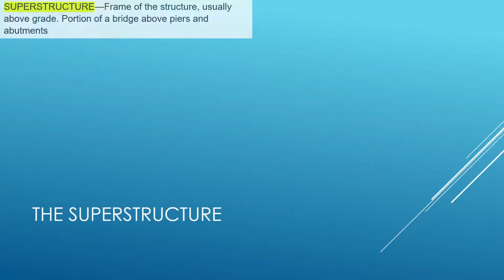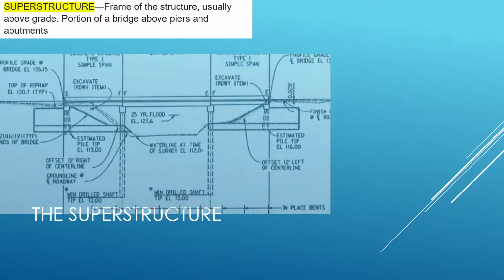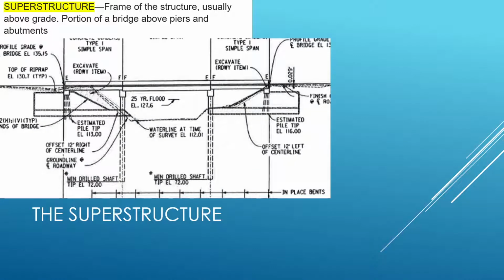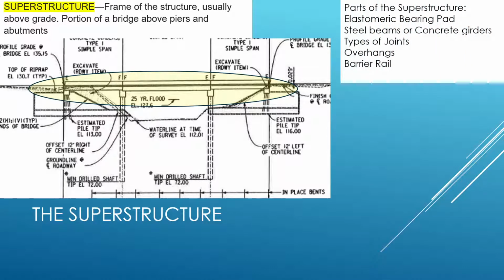Superstructure: the frame of the structure, usually above grade, portions of a bridge above piers and abutments. Here's a cross-sectional view of your bridge. Here's your superstructure, and just keep in mind your superstructure is your bearing pads and up. It's what the traveling public drives on. Parts of the superstructure are your elastomeric bearing pad, steel beams or concrete girders, tops of joints, overhangs, and barrier rail.